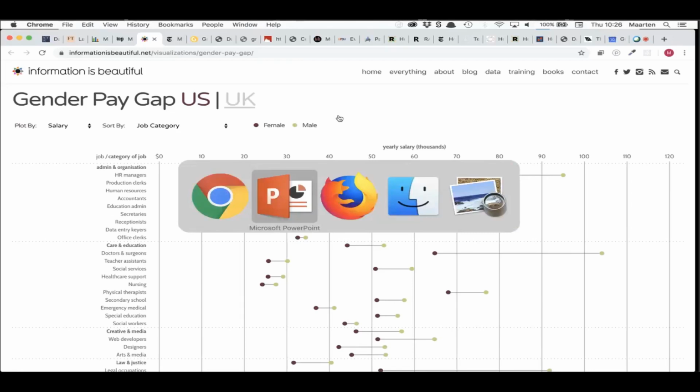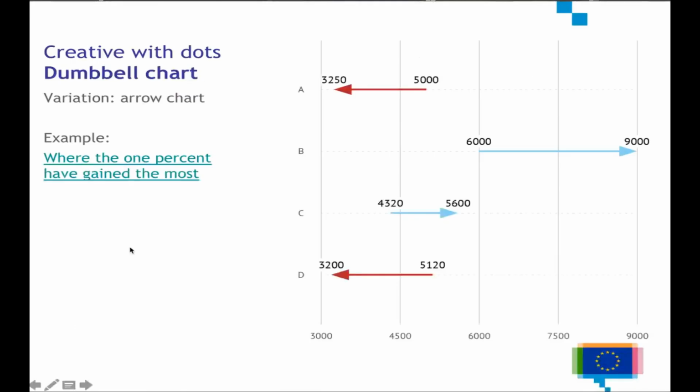An alternative or a variation of the dumbbell chart is what is called an arrow chart. If you replace the dots on a dumbbell chart by, on one hand, just removing the dot, and on the other hand adding an arrowhead, then you get an arrow chart, and this is a nice way of showing the evolution of numbers between different categories.